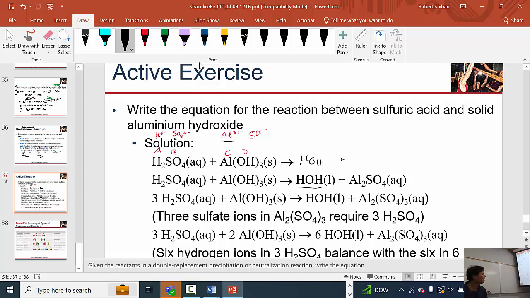So what's the correct formula for aluminum and sulfate? 2 aluminum, 3 sulfate. And the cations are always written first. So we'll get Al2(SO4)3. And so we need a driving force. The driving force here is going to be stronger acid, H2SO4, to weaker acid, water. And that would be our driving force. And so this is just a double replacement reaction, essentially.